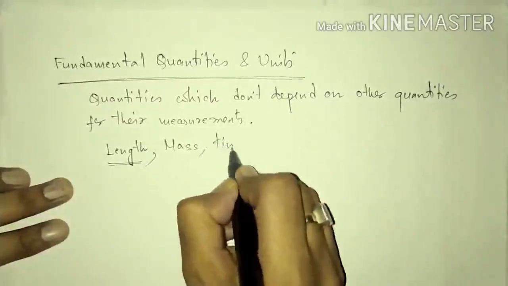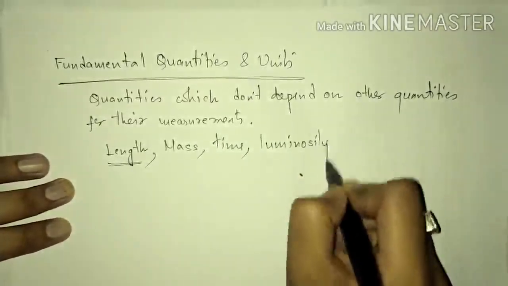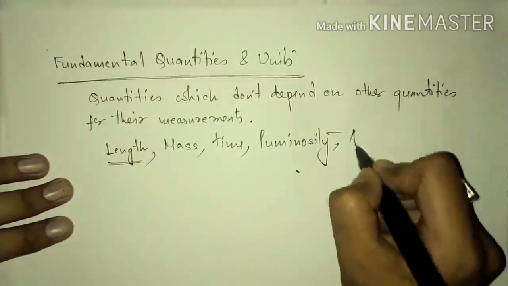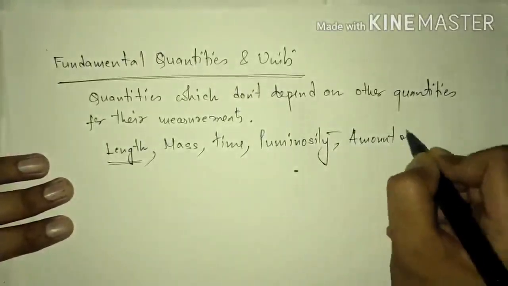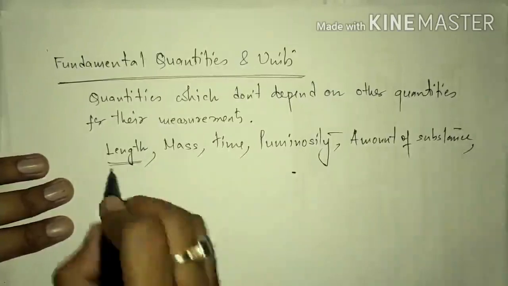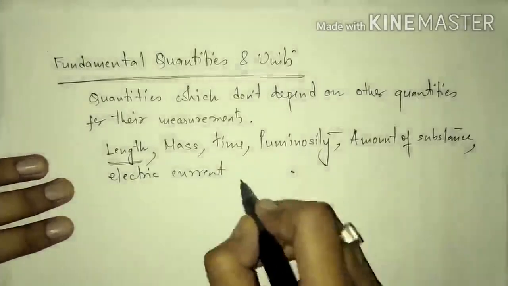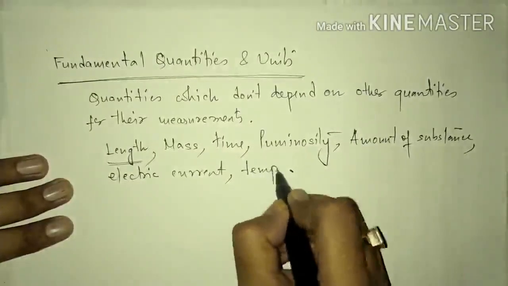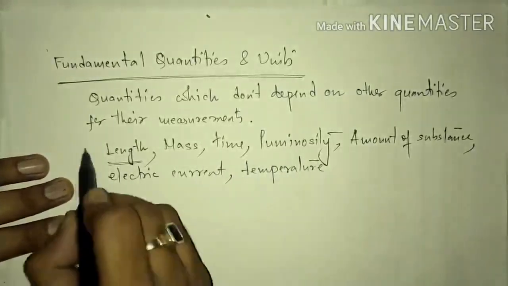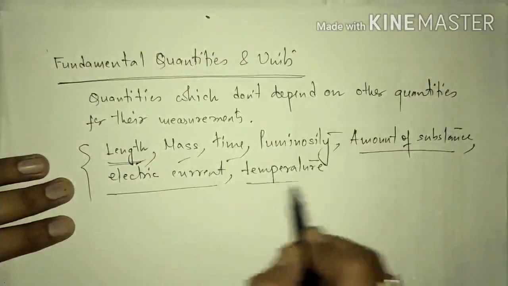Time is again a fundamental quantity. Luminosity, you will get it in later parts of your syllabus. Amount of substance, electric current, and temperature. These are the 7 fundamental quantities. As of now, we have length, mass, time, luminosity, amount of substance, electric current and temperature.